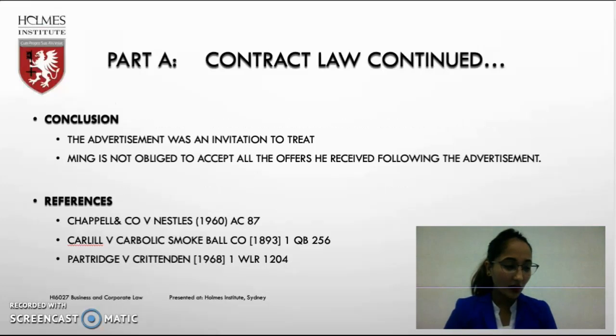Finally, in conclusion of Part A, the advertisement was an invitation to trade, and Ming is not obliged to accept all the offers he received following the advertisement.